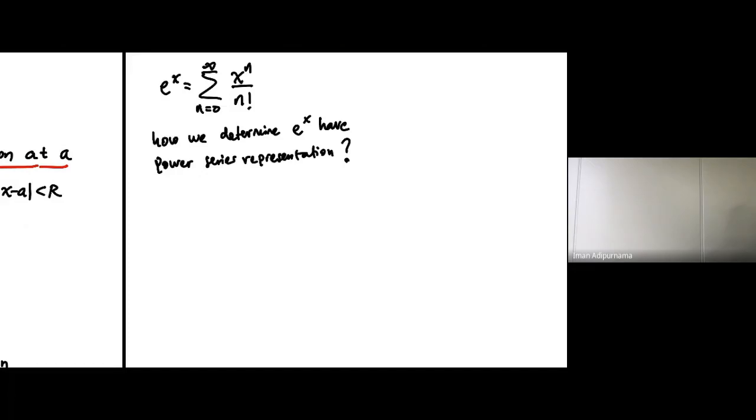Okay, let's start from the original equation of f in terms of sum. We write the formula for the sum from n equals 0, f to the n at a, divided by n factorial, times x minus a to the n. This is the power series with the c n substituted by f n divided by n factorial.